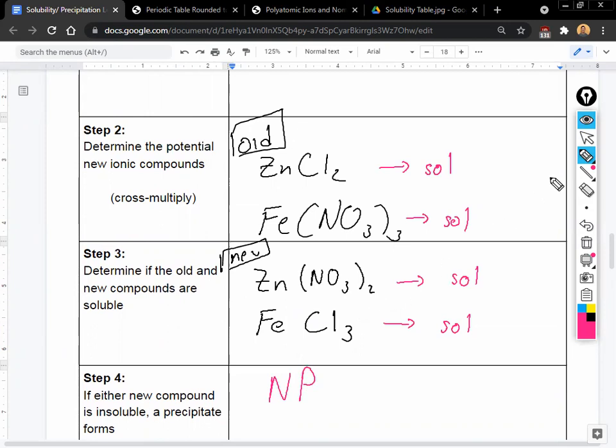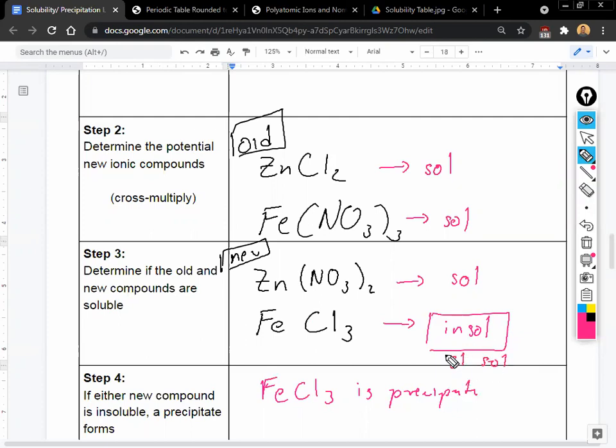But let's just say hypothetically that this one right here was insoluble. That means that the precipitate that is formed is going to be FeCl3, hypothetically, but we know that it's actually soluble. So whatever is insoluble or whatever is slightly soluble, that's what you're going to be writing down as the precipitate. But in this situation, there's no precipitate because they all dissolve in water. Make sense? You guys think you could do this on your own?